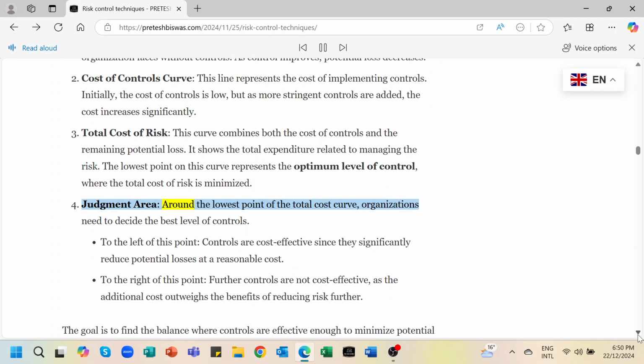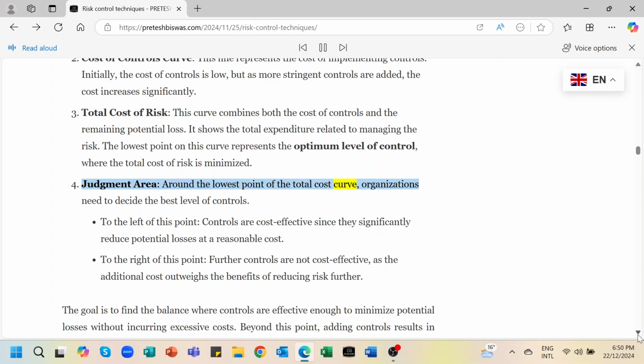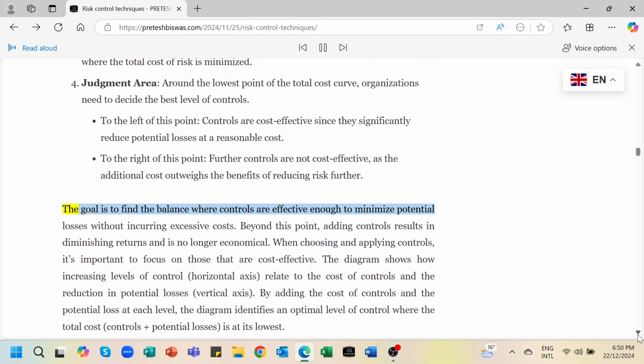Judgment area. Around the lowest point of the total cost curve, organizations need to decide the best level of controls. To the left of this point, controls are cost-effective since they significantly reduce potential losses at a reasonable cost. To the right of this point, further controls are not cost-effective as the additional cost outweighs the benefits of reducing risk further. The goal is to find the balance where controls are effective enough to minimize potential losses without incurring excessive costs. Beyond this point, adding controls results in diminishing returns and is no longer economical.